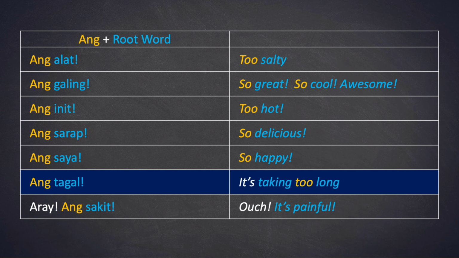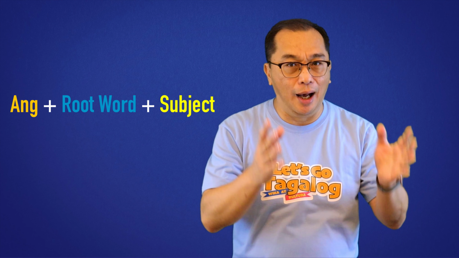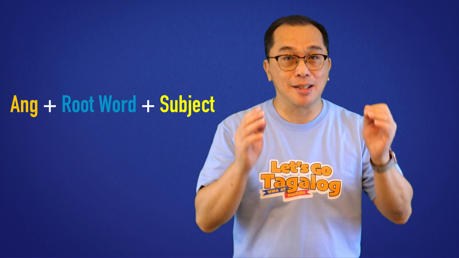Ang tagal, it's taking too long. You can say this when you're getting impatient after waiting for a long time. Maybe a friend is late or a meeting hasn't started yet. You get the picture. You can also add an interjection like, aray, ang sakit, ouch, it's painful. You can also add a subject. So, the pattern becomes ang plus root word plus subject.